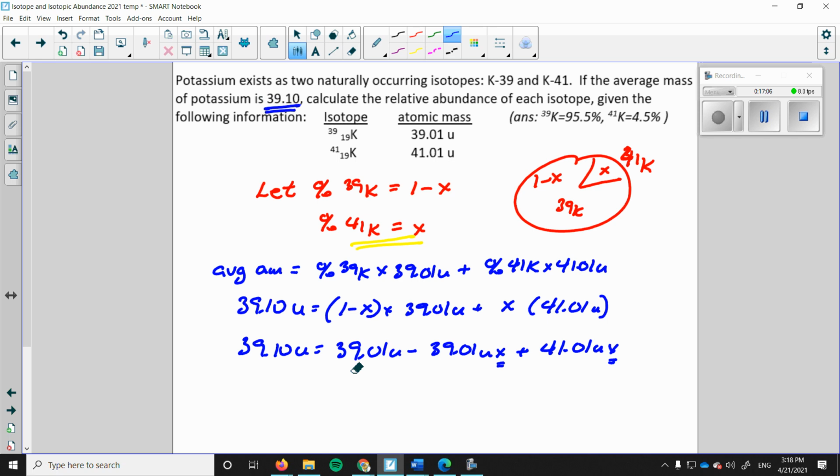So 39.10 minus 39.01, what do I get here? 0.09 u. And what do I do on this side? I collect the like terms here. This is going to be the X. So here I'm going to have 39.01 subtracted from 41.01, so it's going to be just 2 uX. And what happens is these units cancel, right? And we divide now, 0.09 divided by 2. So 0.09 divided by 2 gives us 0.045 is equal to X.